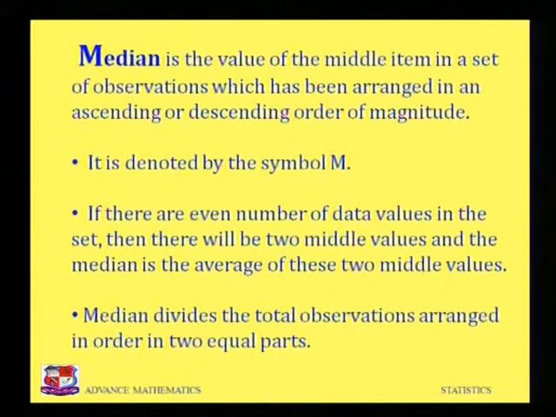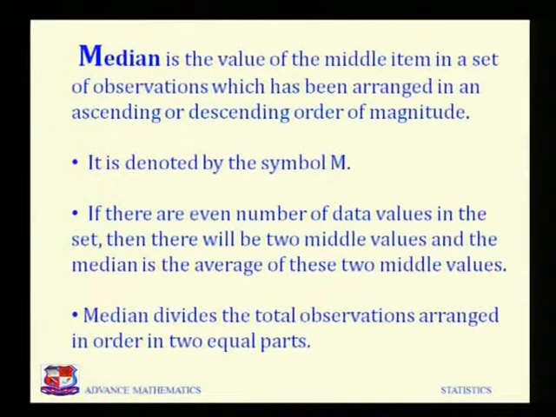Agar hamare paas jo observations di gayi hai, wo even number ki observations hai, even number means 2, 4, 6, like that, then we will have two middle values. Hamare paas tab do middle values hogi, aur jo median hoga wo un do middle values ka average hoga. Average means mean hoga un do middle values ka. And median divides the total number of observations arranged into two equal parts.